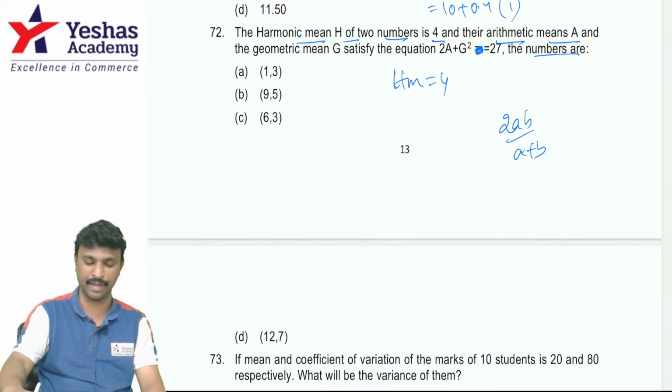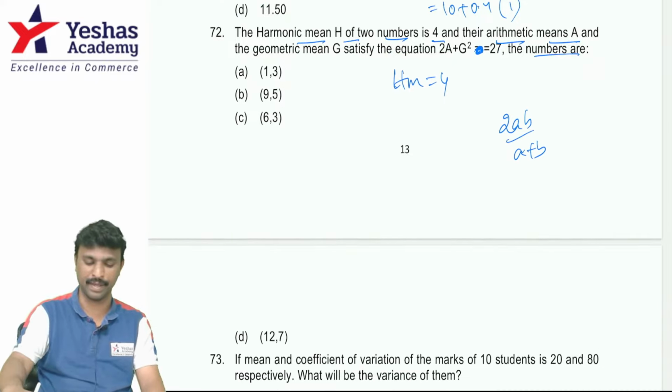If mean and coefficient of variation of marks of 10 students is 20, so 20 is AM and coefficient of variation is CV, which is 80. What will be the variance of them? So what is the CV formula? SD by AM into 100. So I can compute SD first of all by transposing everything to the other side. CV is 80 into AM is 20. Where will 100 go? Gets divided. Divided by 100. That fetches me 16. So SD is equal to 16. Variance is square of SD, which is 256. So option A is the right answer.